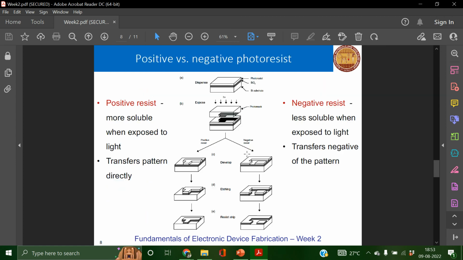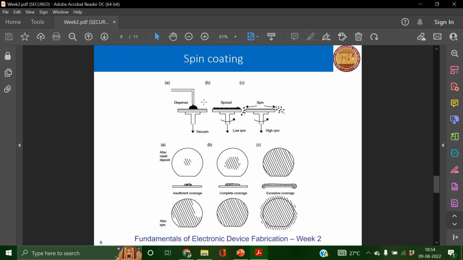Yeah. Then positive photoresist versus negative photoresist. Positive photoresist means when light is incident, it becomes more soluble and there is a direct transfer. Whatever is there on the mask goes directly. Here, whatever was there on the mask, the negative of that will be transferred. It becomes less soluble when exposed to light.